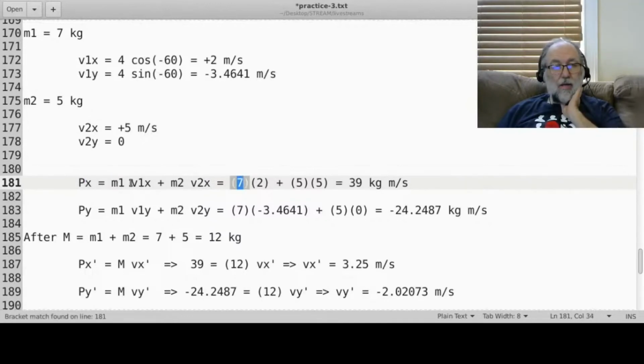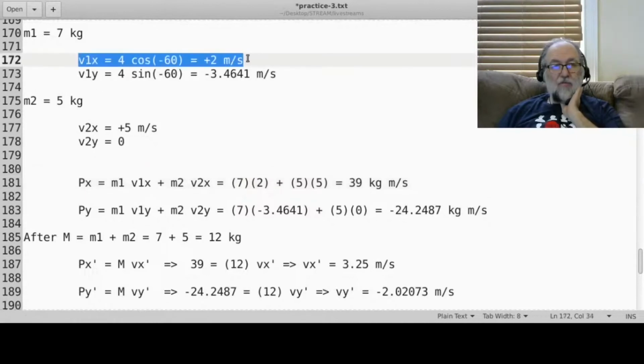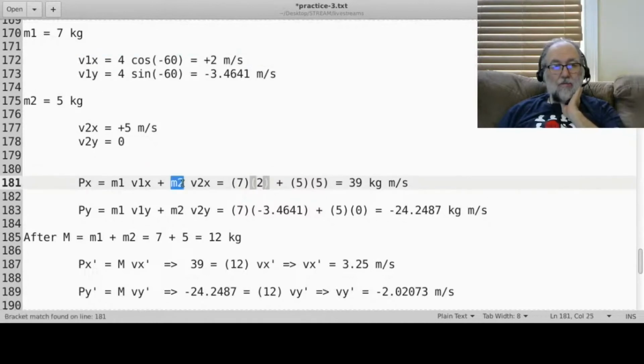M1 is 7. V1x, we found it up here. V1x is 2. M2 is 5. And V2x is 5. Okay, there it is there. Turns out to be 39 kilogram meters per second, okay?